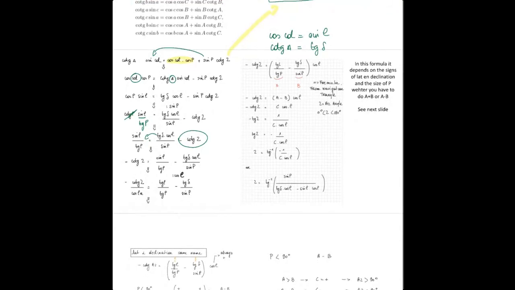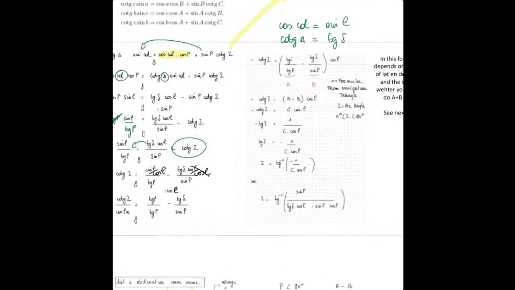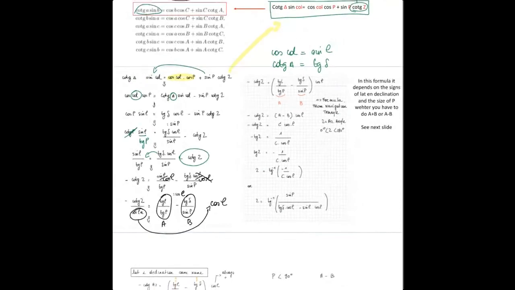This gives us then here the tangent of L divided by the tangent of P minus the tangent of the declination divided by the sine of P. And then we see in this formula that this element can be considered as A, this element there can be considered as B, and the cosine of the latitude, we bring it again to the other side. Okay, and so we end up with this formula here.